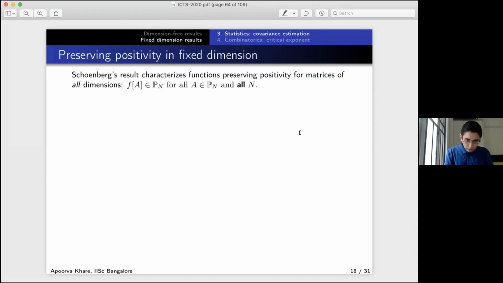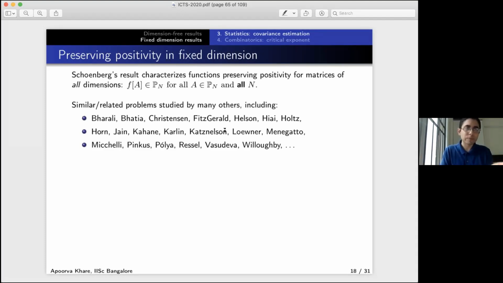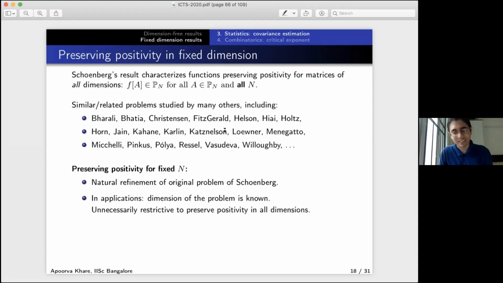Okay, so now let me come to one more difference between Schoenberg's result and Rudin's result and application-based questions or motivations. Schoenberg's result characterized functions preserving positivity for matrices of all sizes. The rank may be constrained, but the dimensions were allowed to grow, so all ranks in all dimensions. Lots of people have studied such problems, and here's a list of more people that have been studying them throughout the 20th century.